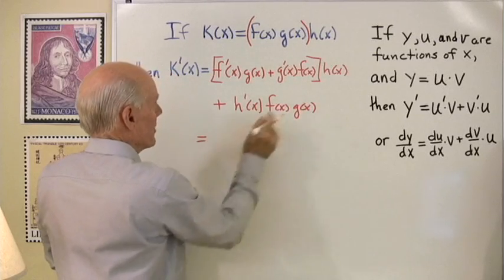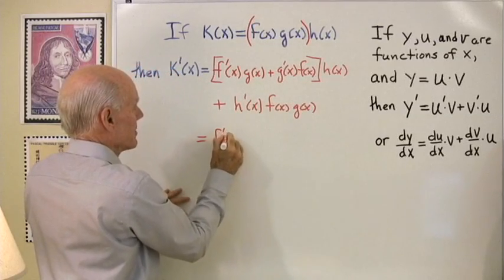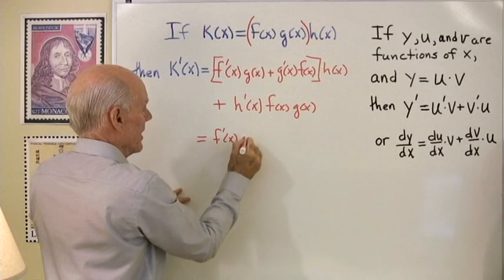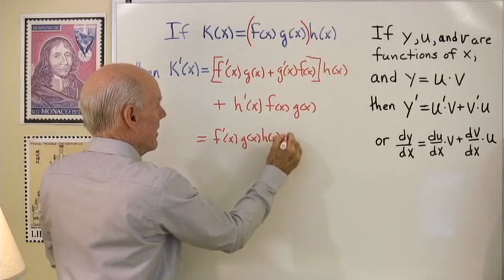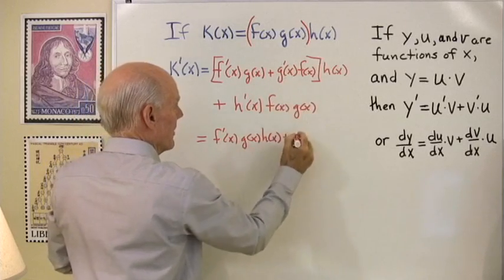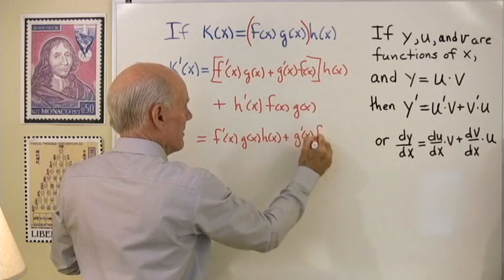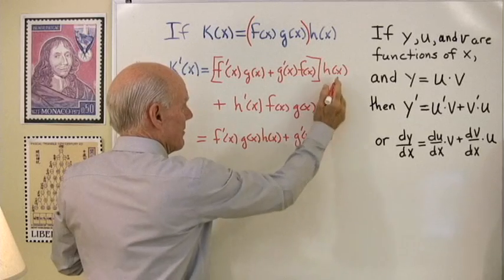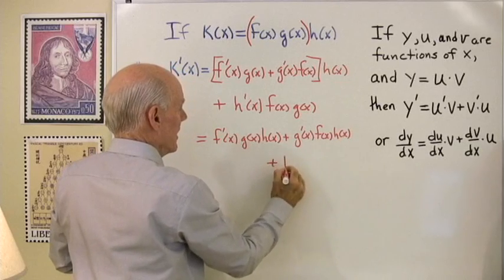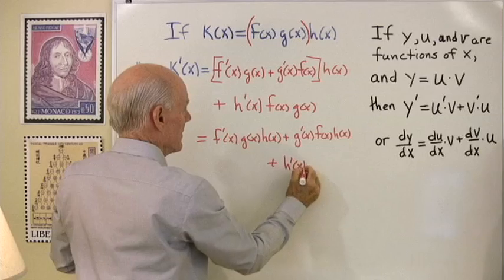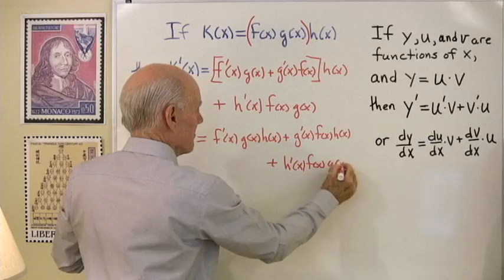So let's multiply this out right here. H of x times this is going to be f prime of x, g of x, h of x, and then this is going to be g prime of x times f of x times h of x plus h prime of x times f of x times g of x.